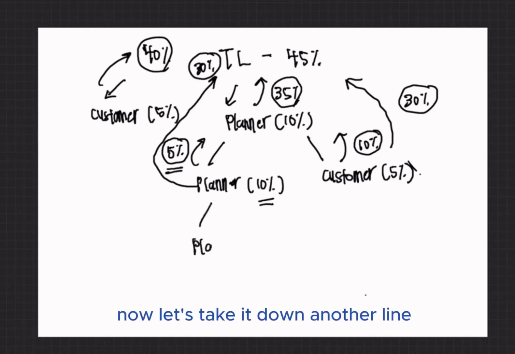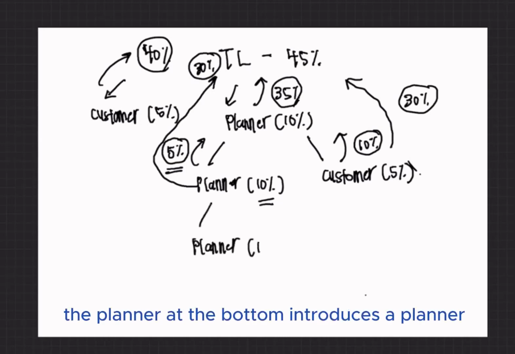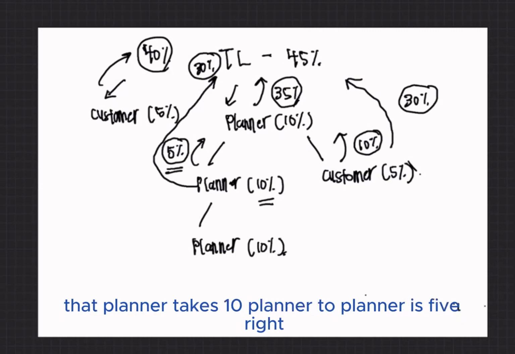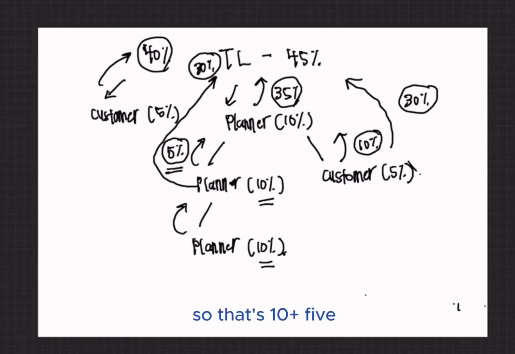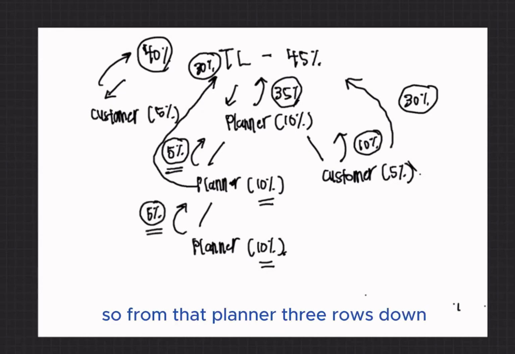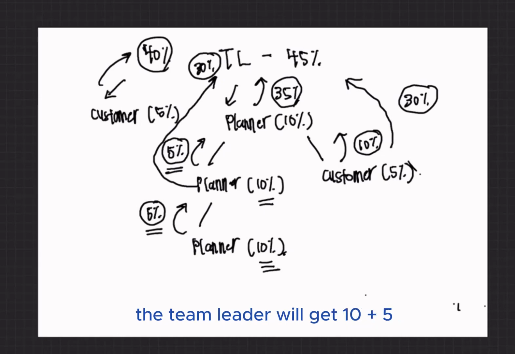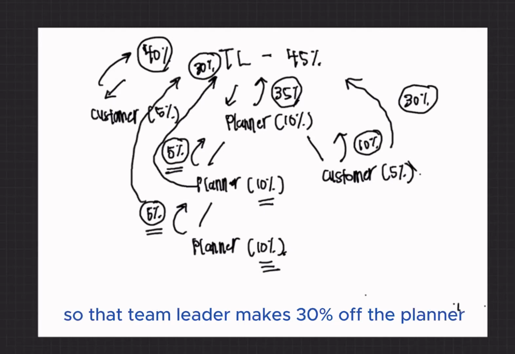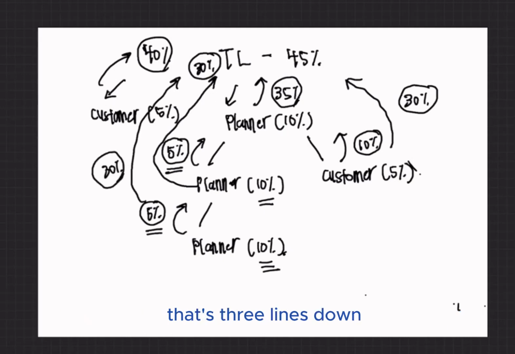Now let's take it down another line. The planner at the bottom introduces a planner. That planner takes 10. Planner to planner is 5, right? So that's 10 plus 5. So from that planner, 3 rows down, the team leader will get 45 minus 15, which is 30%. So that team leader makes 30% off the planner. That's 3 lines down.